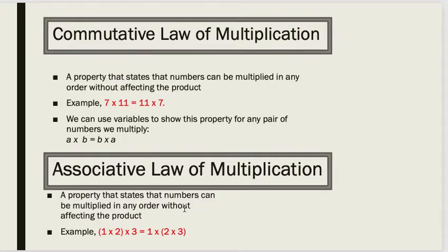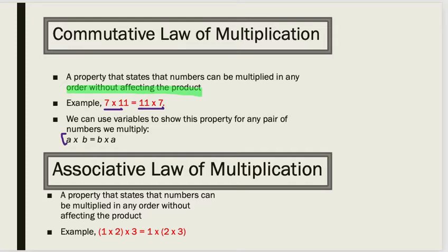It's very similar with multiplication. I'm not going to have to read this out, but in multiplication too, we can change the order without affecting the product. So this was previously 7 times 11, and now it's 11 times 7, and it's going to equal the same thing. We can represent that this way in variables.